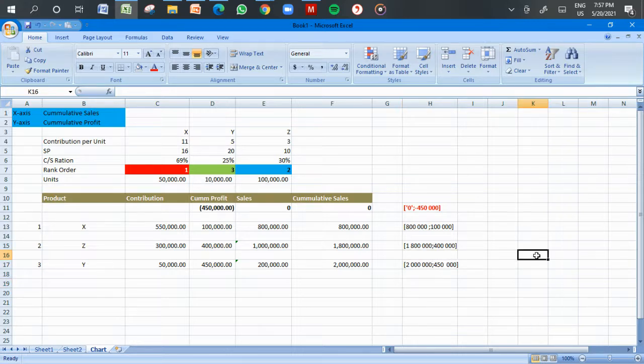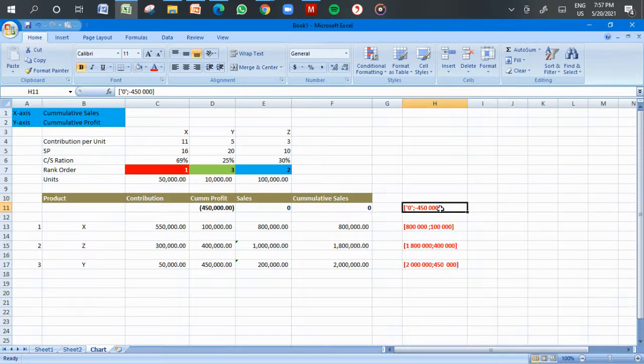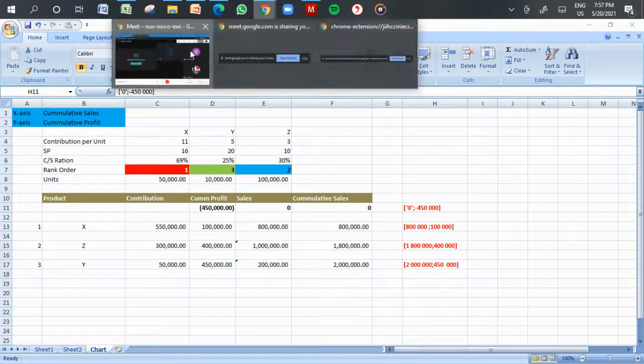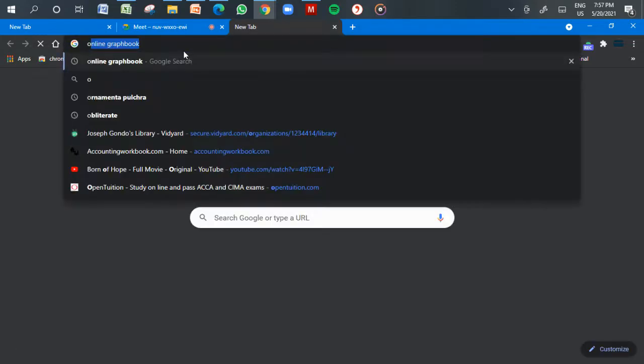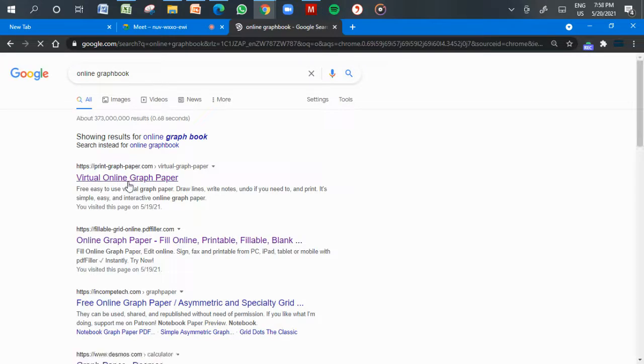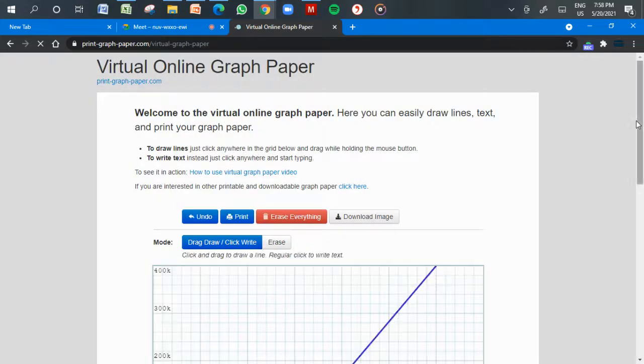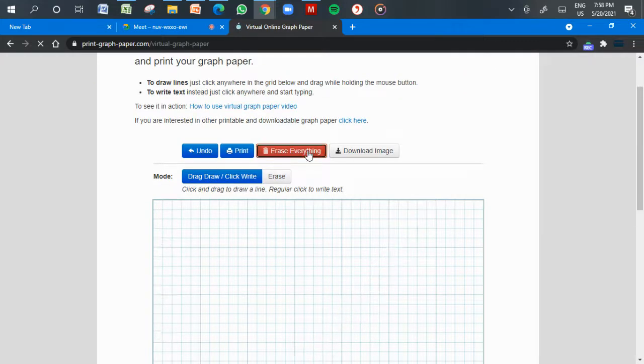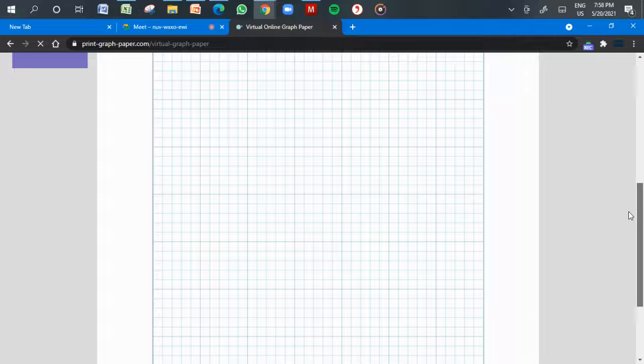Once we have these coordinates, then it's very simple to show this on a graph. You just plot this one. So let me just see if I am able to plot the graph here. Online graph book. What do we have? I just hope it will work.